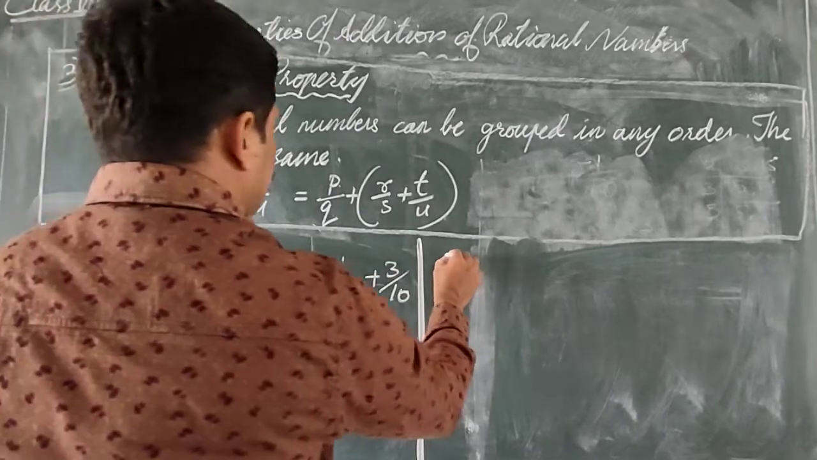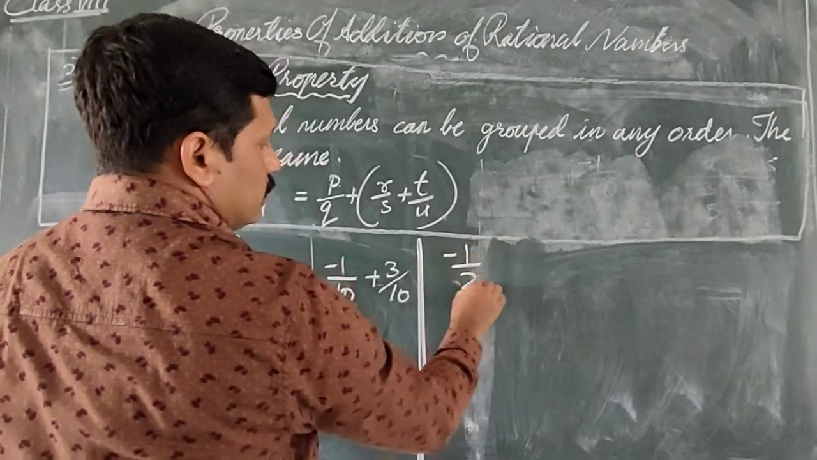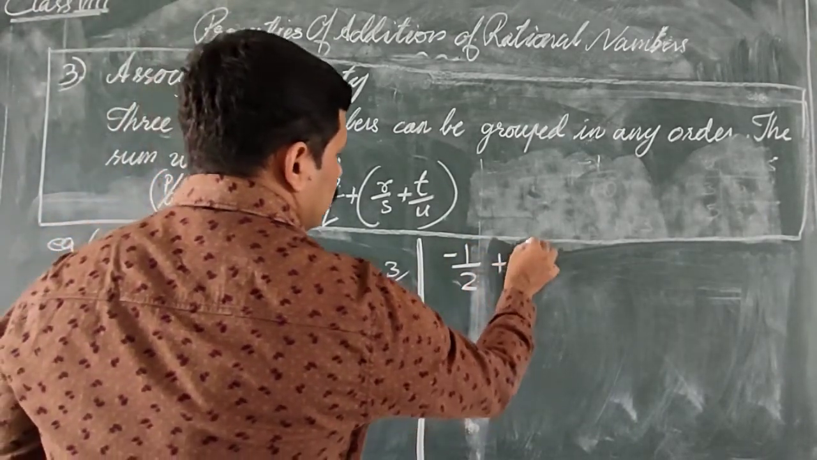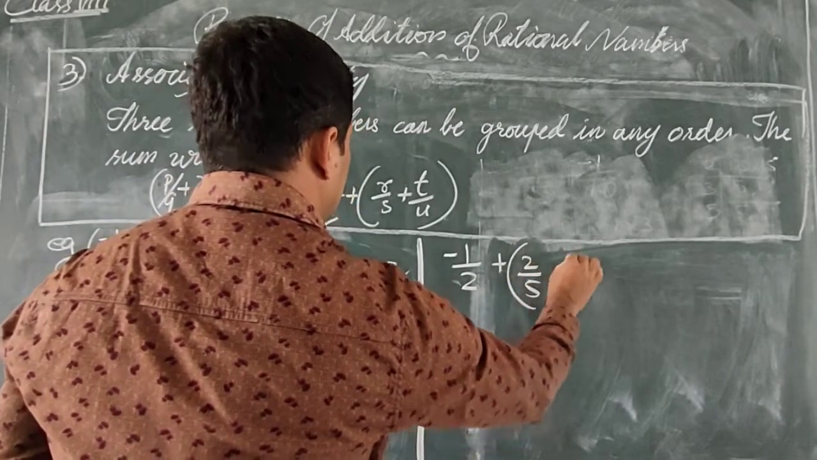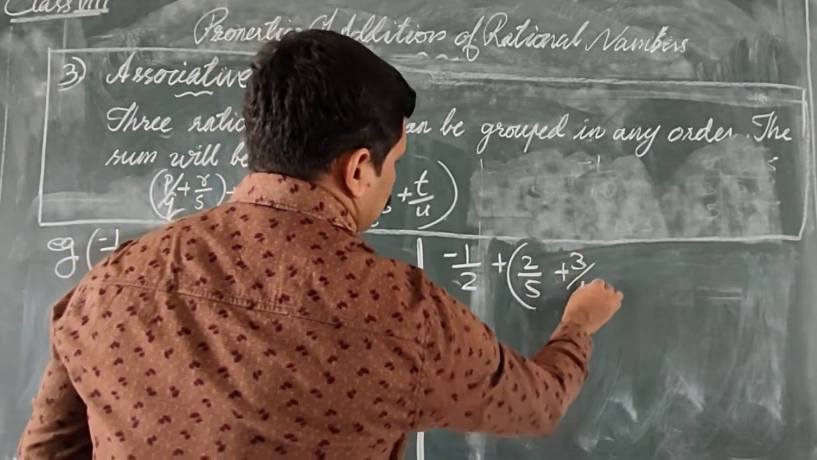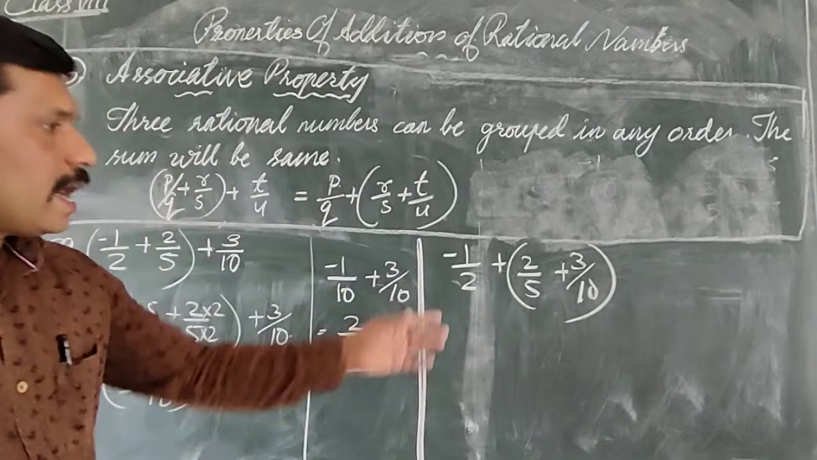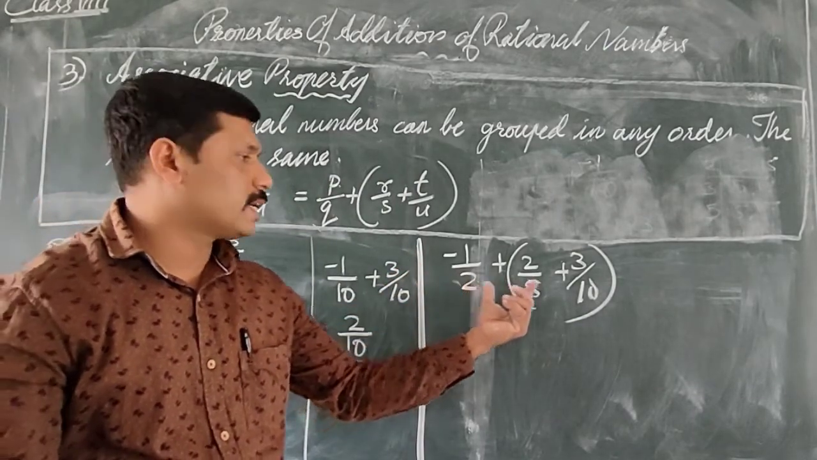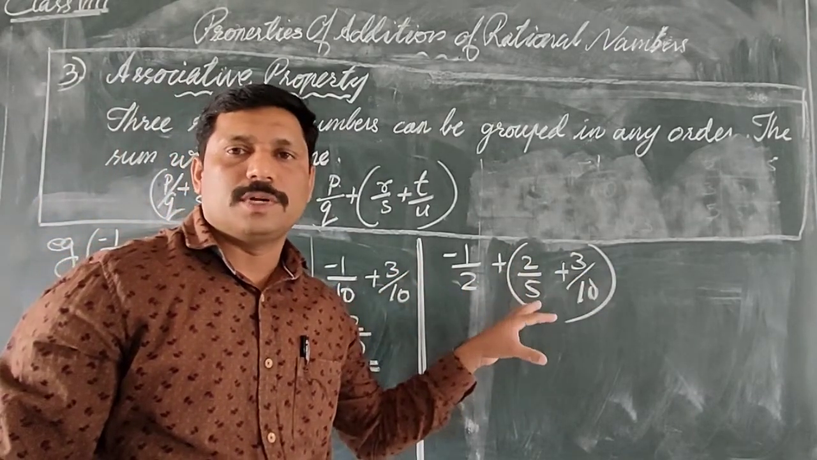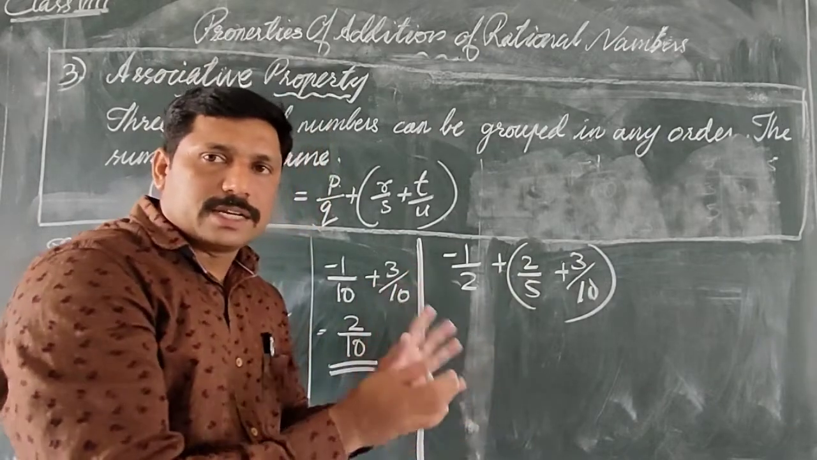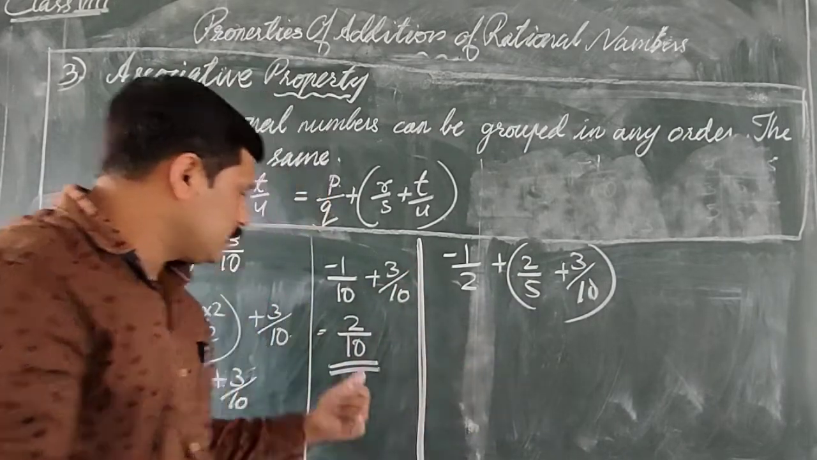Now I am going to take this first number outside, negative 1 upon 2 outside, then inside 2 upon 5 and 3 upon 10. Now we can see I have changed the order. First number is outside and second and third numbers are grouped together. Then will it affect the result? If we solve this, do we get 2 upon 10 or not?